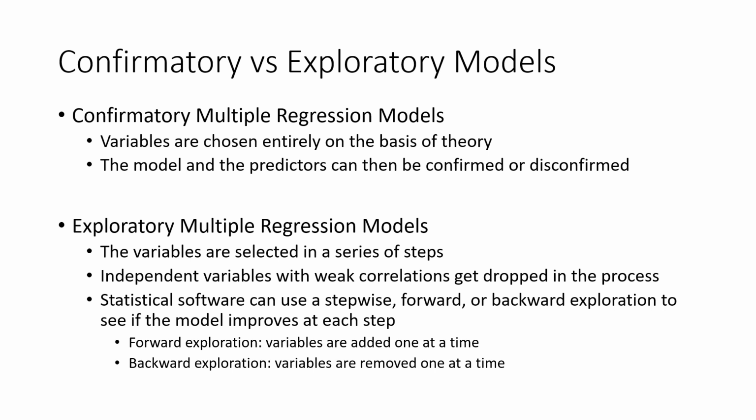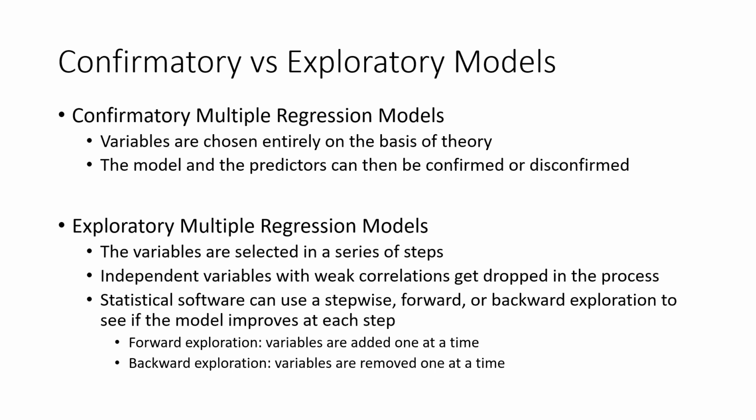So, what are these? Confirmatory multiple regression models involve variables that are chosen entirely on the basis of theory. So you look at the literature and you think about what types of variables, independent variables, might be associated with your outcome. And on the basis of that, you include those variables in your model. Now, the overall model and the predictors, the independent variables, can be confirmed or they can be disconfirmed. Either way, it's good for science because you learn something whether your hypotheses are confirmed or disconfirmed.